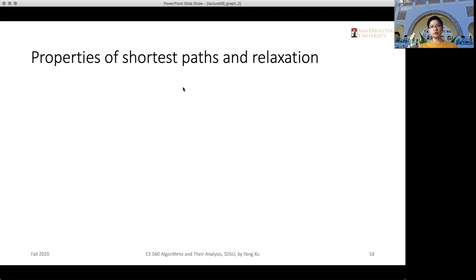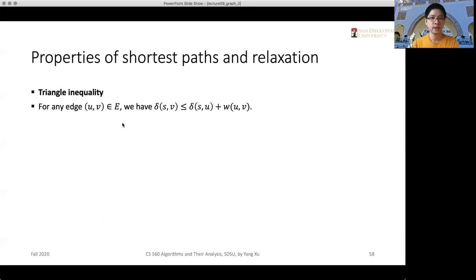Okay, so let's look at a couple of the properties for shortest path and the relaxation. The first one is called the triangle inequality. It's maybe similar to the triangle inequality about triangles that we learned in high school mathematics. It says for any edge in the graph, we must have that the shortest path weight from S to V should be less than or equal to the first segment from S to U and the second segment from U to V.